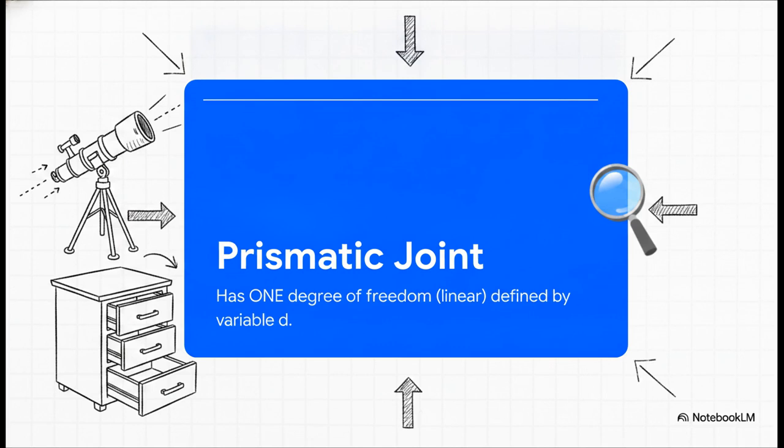But not all mechanical movement is about spinning or rotating. We also have what's called a prismatic joint. You can contrast the turning, angular motion of a revolute joint with the straight sliding motion of a prismatic joint. This one provides a single degree of linear freedom. If you imagine an antenna extending outwards or a drawer sliding open on its tracks, you're perfectly visualizing prismatic motion.